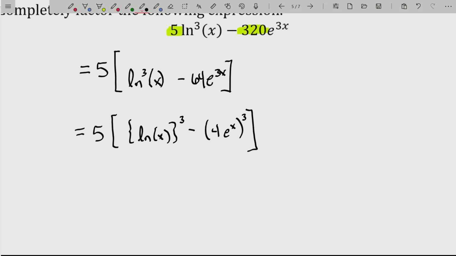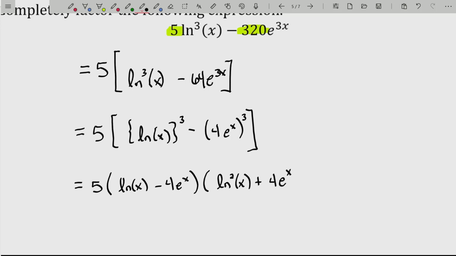So we have our difference of cubes and the sum and difference of cubes formula. You should recall that from your Algebra 2 and your college algebra courses and your trig courses. So that should be okay. This will be 5 times the quantity natural log of x minus 4e to the x, and then natural log squared of x plus 4e to the x natural log of x, and then plus, let's see, 16e to the 2x. And people will often look at that, stare at that blankly, not knowing.